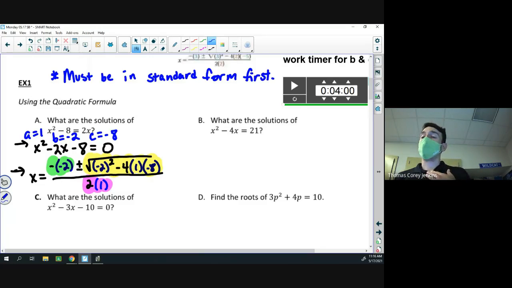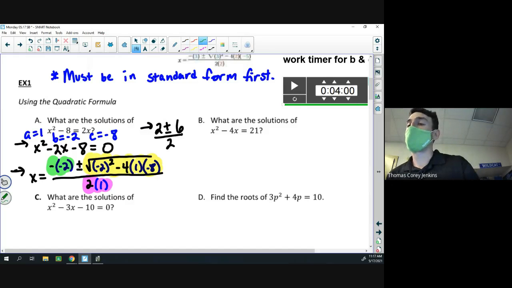Okay, it's 6. All right. So our next step is going to look like this, and you got to be careful with your signs here. So from here, I have -2 would be +2, so that's going to be +2 plus or minus 6 over whatever 2 times 1 is, so 2. Okay. 2 plus or minus 6 over 2. All right. So then we just simplify it both ways. It's +6 and then -6.